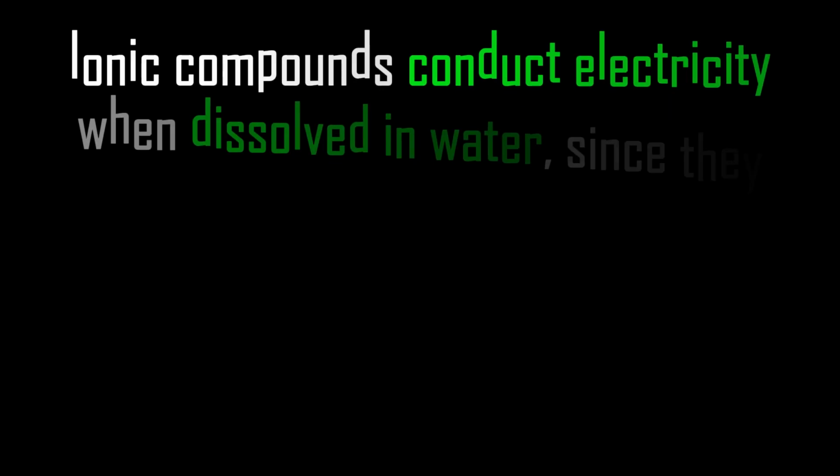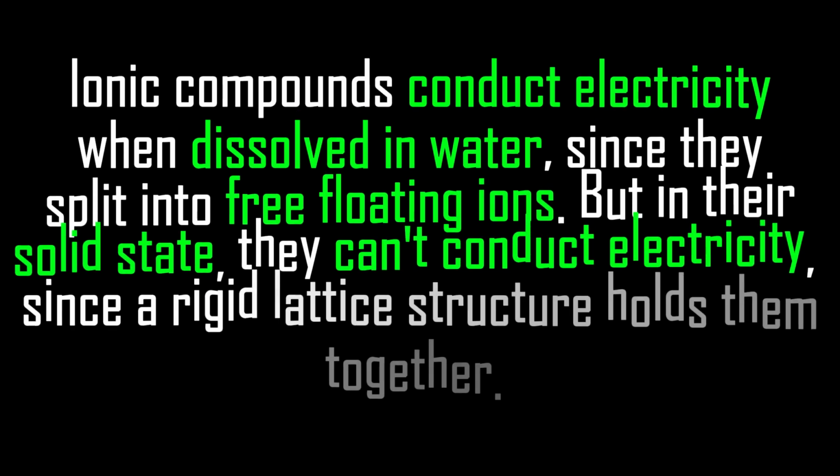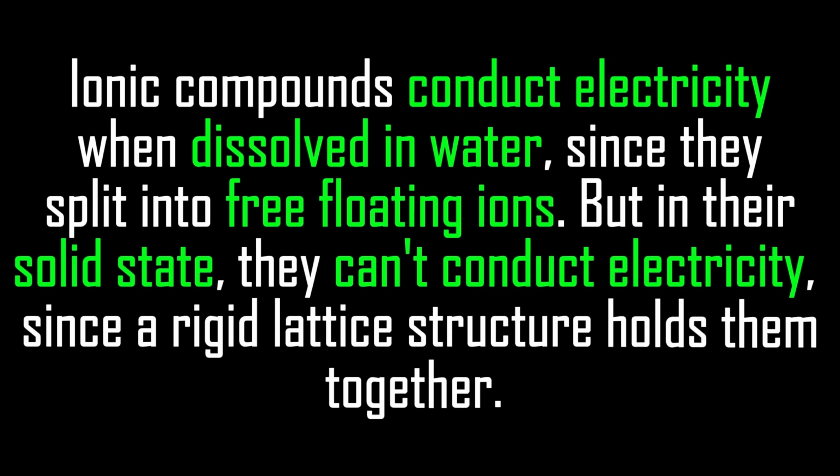Because they split into charged particles in water, ionic compounds conduct electricity when dissolved in water, since electricity is conducted through free-moving charged particles. However, in their solid form, the ions in ionic compounds can't move too much, due to their strong lattice structure holding them together. This makes them poor conductors in solid form.